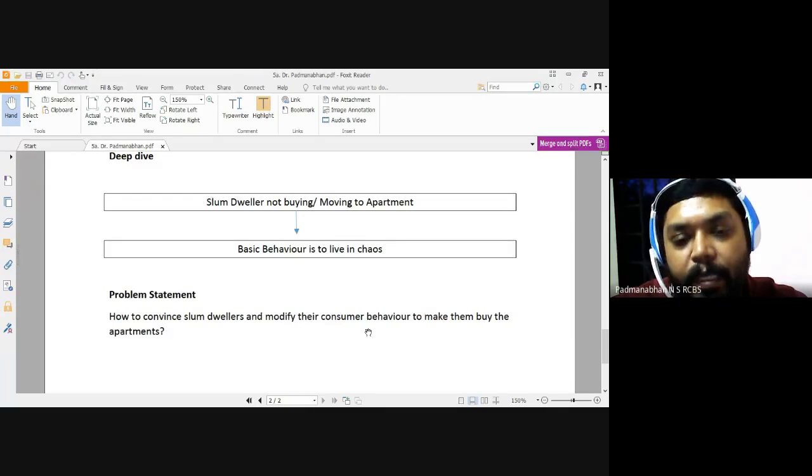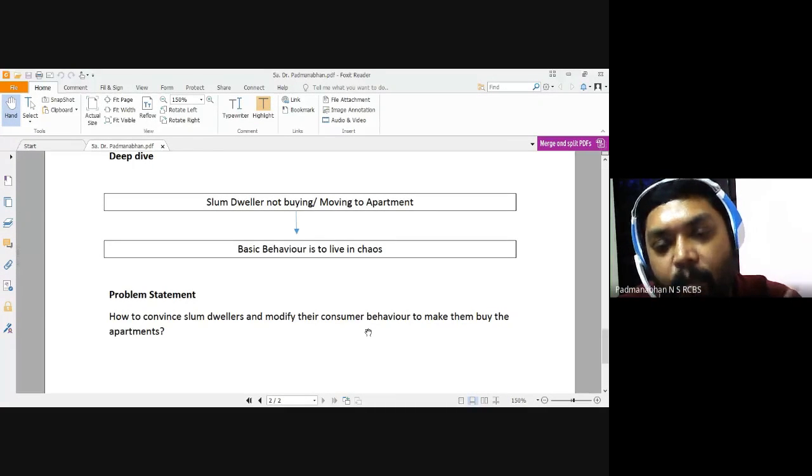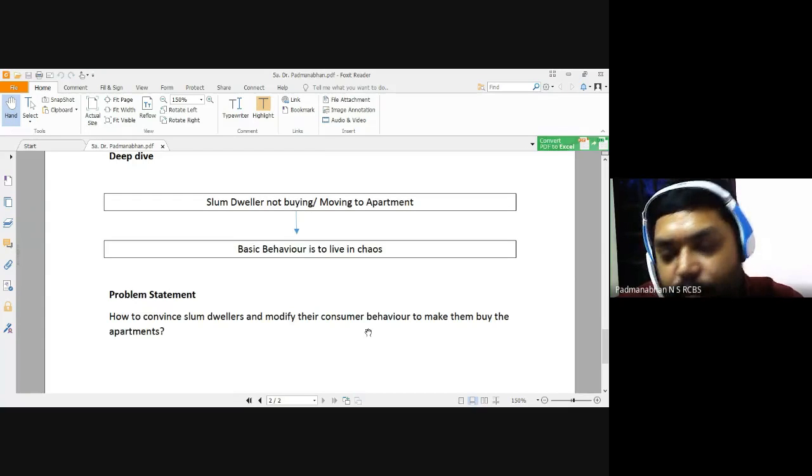And so if you just look into the problem statement, ultimately what it is: how to convince the slum dwellers and modify their consumer behavior to make them buy the apartments. So this is the problem which I felt. This is actually a rough work, I think.